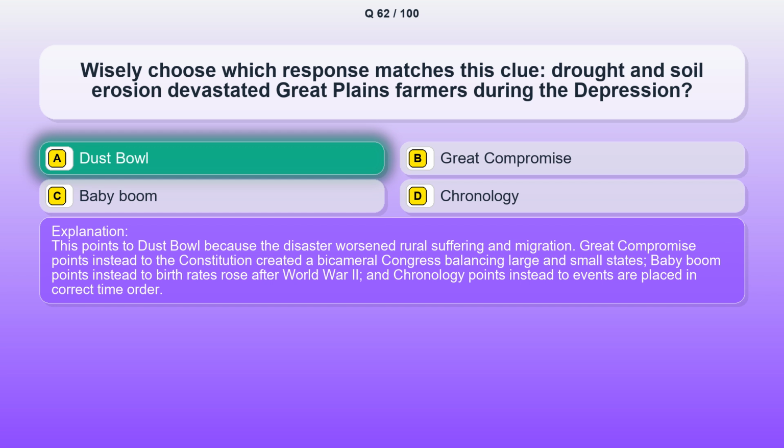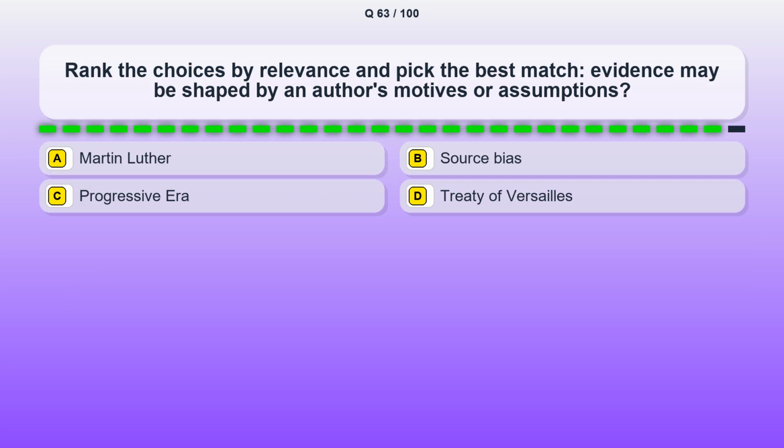in correct time order. Question 63. Rank the choices by relevance and pick the best match. Evidence may be shaped by an author's motives or assumptions. Option A. Martin Luther. Option B. Source bias. Option C. Progressive era. Option D. Treaty of Versailles.